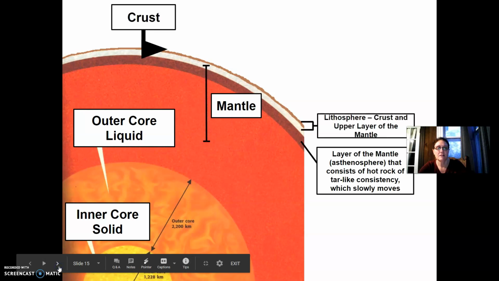Alright, so we're going to break down the mantle and the crust into those two layers that we talked about, and that's on the page that you have that was sent home, the lithosphere and the asthenosphere. The lithosphere is the crust and upper layer. It's the lower part of the crust and the upper layer part of the mantle. The asthenosphere is the layer of the mantle that consists of hot rock or tar-like consistency which slowly moves. That's where your convection currents take place.